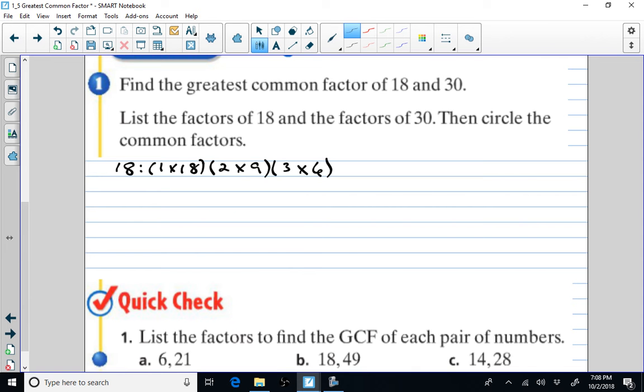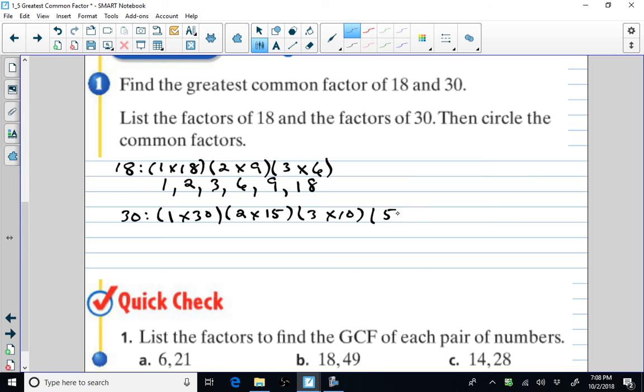All right. I list my factors of 18. We have 1, 2, 3, 6, 9, and 18. My factors of 30. If I list my factor pairs for 30, I have 1 times 30. I have 2 times 15 is 30. We have 3 times 10 is 30. And we have 5 times 6 is 30. I list those factors in order from least to greatest. I'd have 1, 2, 3, 5, 6, 10, 15, and 30.